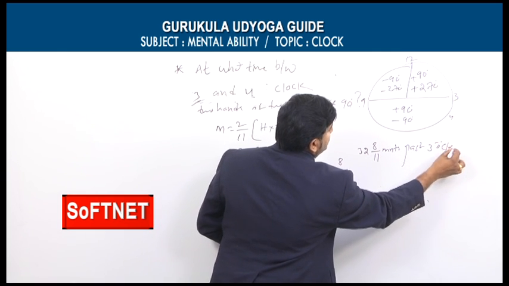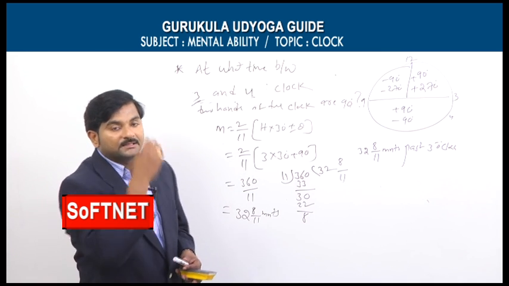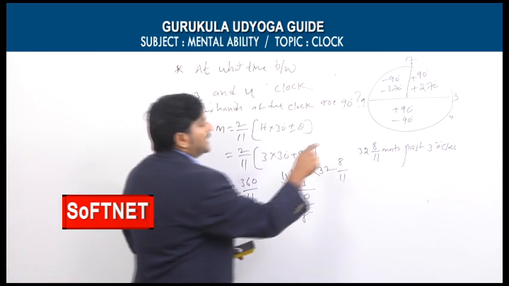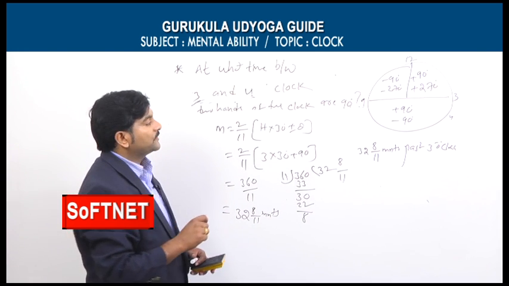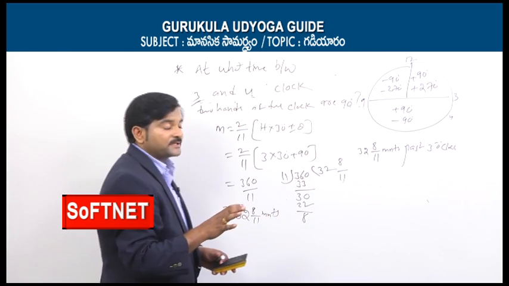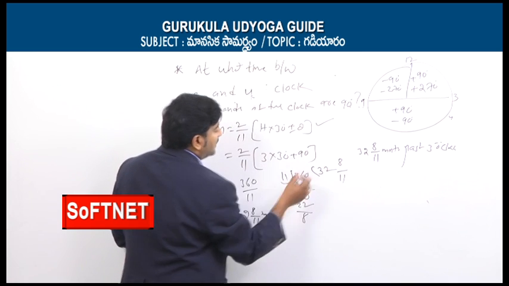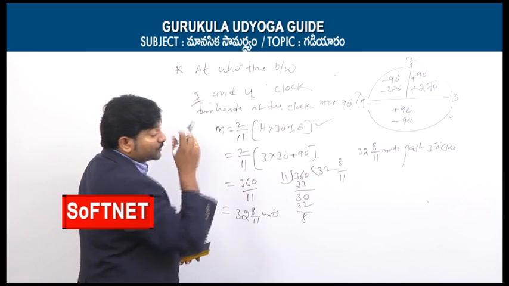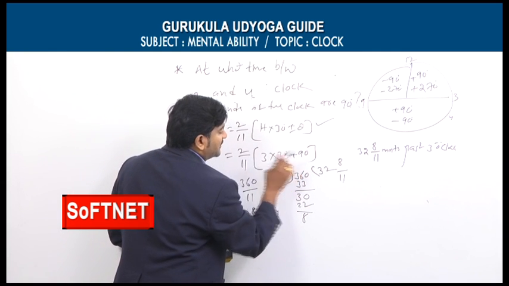So at this time exactly the angle between the two hands is 90 degrees. This is only case 1 because I am taking theta is equal to 90 only. Again we need to take theta is equal to minus 90. See, observe interestingly, this formula is the same. Instead of plus 90, I need to take minus 90 now.